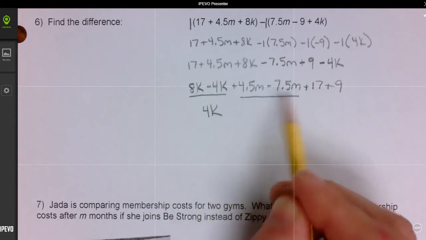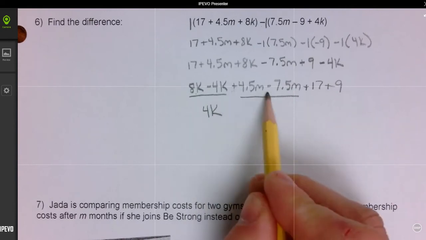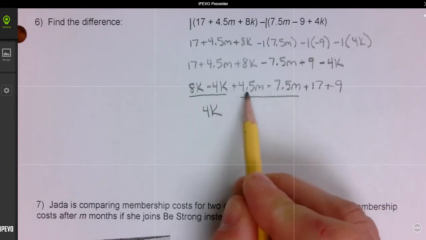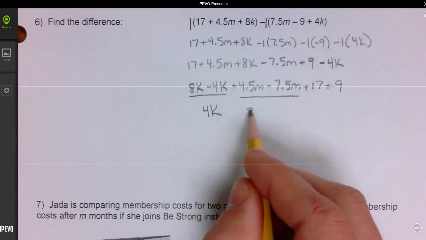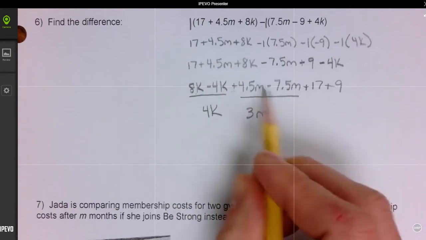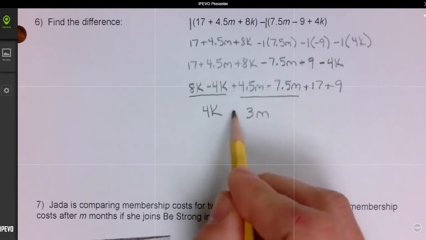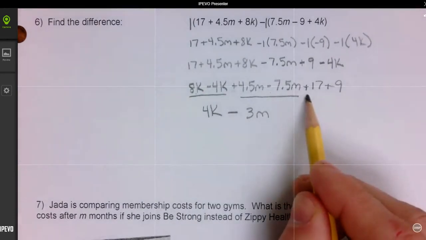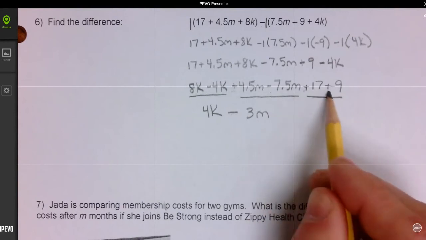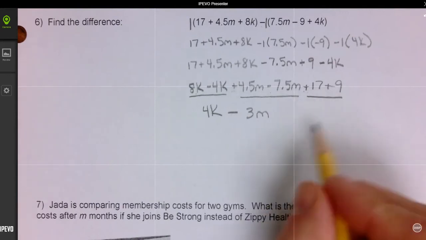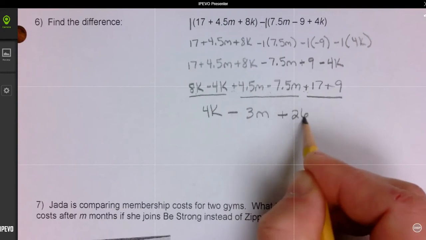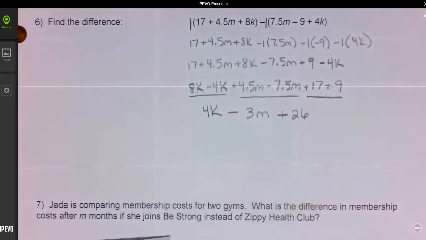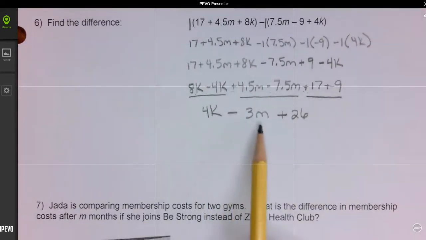4.5m minus 7.5m, these have different signs, so I'm going to subtract. 7.5m minus 4.5m is going to be 3m. And since the negative number has the bigger absolute value, I'm going to put a minus sign there. And now with the constants, I have 17 plus 9, same signs. I'm going to add them together. 17 plus 9 is positive 26. And so there is our expression, 4k minus 3m plus 26.